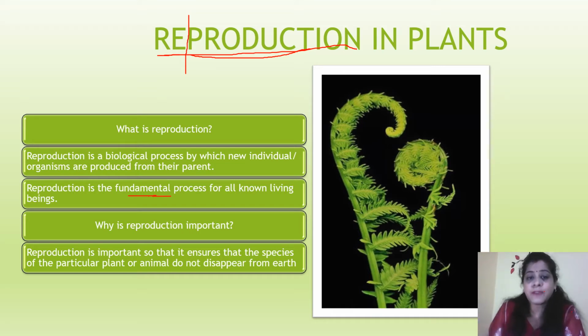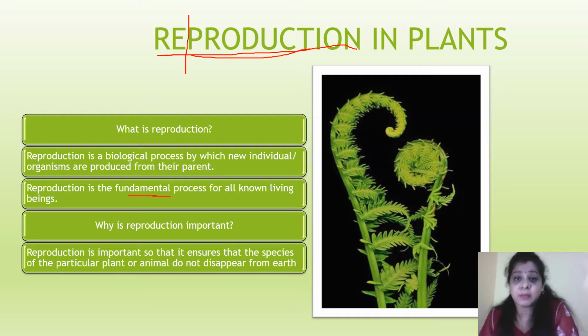So it is not only fundamental for plants, but it is also required for the human beings and the animals which are there on earth. Okay, next question arises, why is reproduction important? Reproduction is important so that it ensures the species of the particular plant or animal do not disappear from earth.